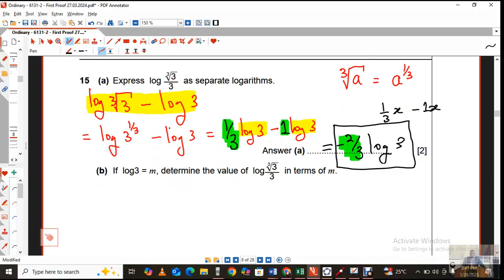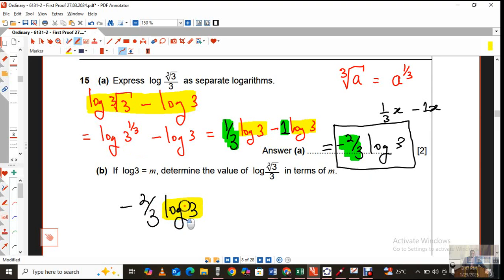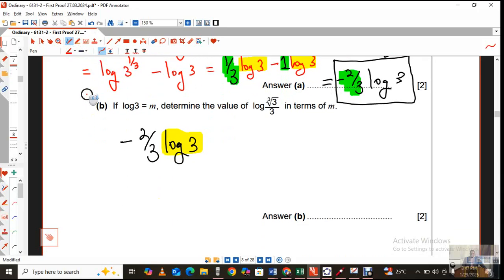They say if log 3 is equal to m. Now, from my answer at A, I have minus 2/3 log 3. So they are now saying, if this log 3, this one here, is replaced by the letter m, we need to determine that value. That is simple. The value of this, which we now have as that. So now it's simple. I would say that simply means I'm going to have negative 2/3 of m. And that is done. My answer is finished.